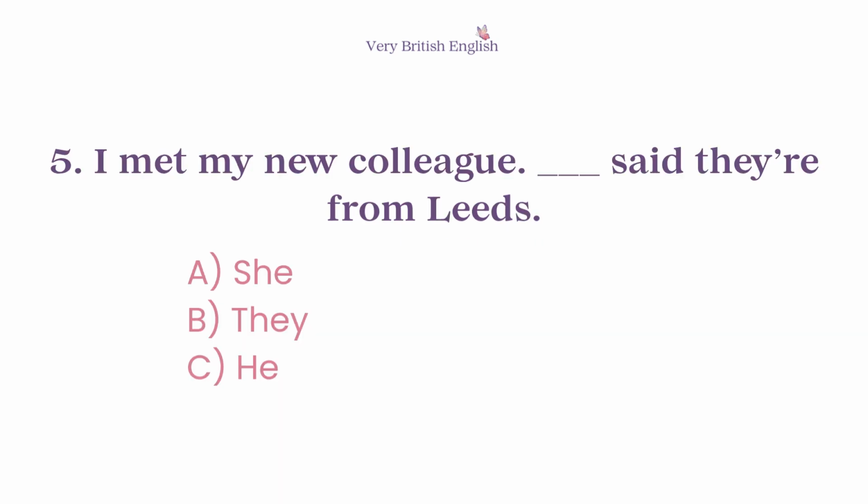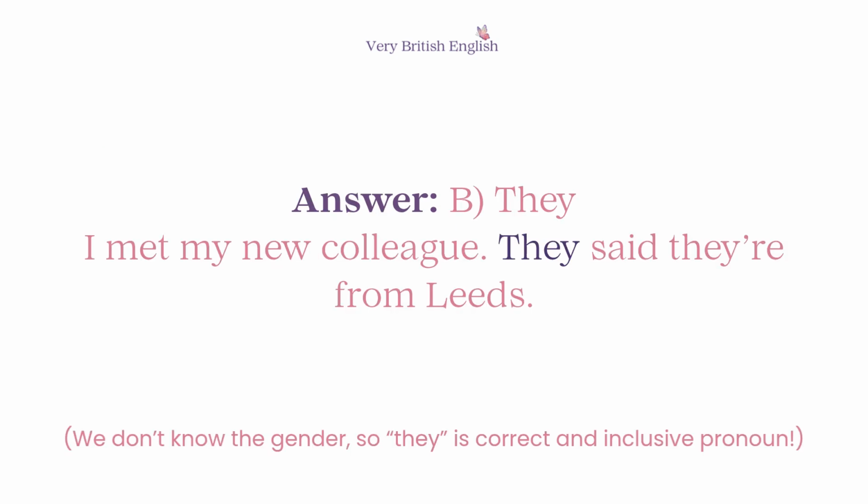I met my new colleague. A, she said they're from Leeds. B, they said they're from Leeds. C, he said they're from Leeds. And the correct answer is B, they. I met my new colleague. They said they're from Leeds. In this example, we don't know the gender of the subject, so they is correct and inclusive.